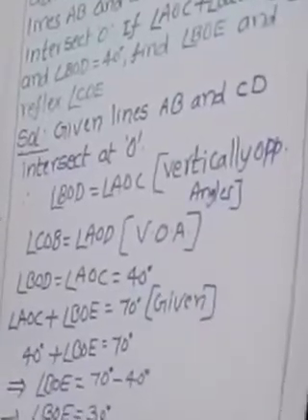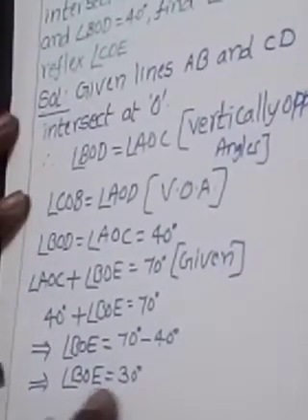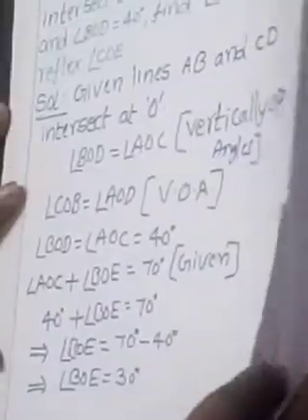So 40 degrees plus angle BOE, which we found here. Previously we found angle BOE. We have found it already, so we substitute this value. So 30 degrees.